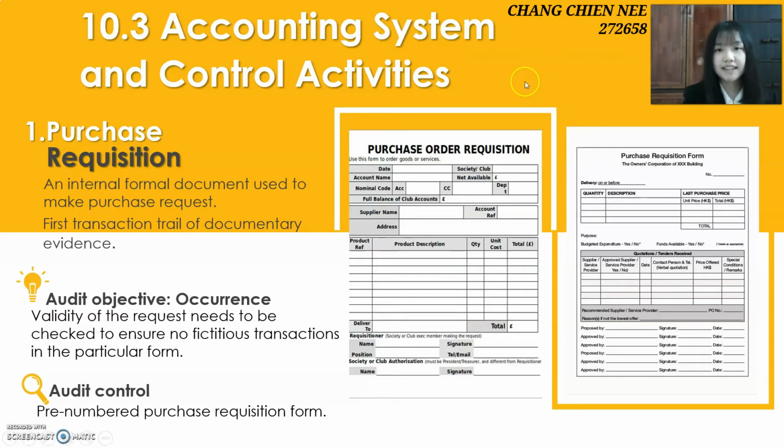Let's look at the right side. This is a common sample of a purchase requisition. Inside the form, it describes the goods, item costs, quantity ordered, prices, and the supplier.